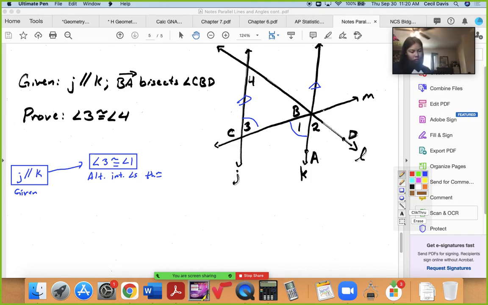Is there anything we could say about angle 4 at this point? It's corresponding with angle 2. Yeah. Okay. So because it's a corresponding angle with angle 2, we could also say, from the same given, that angle 4 is congruent to angle 2. And that's the corresponding angles postulate.